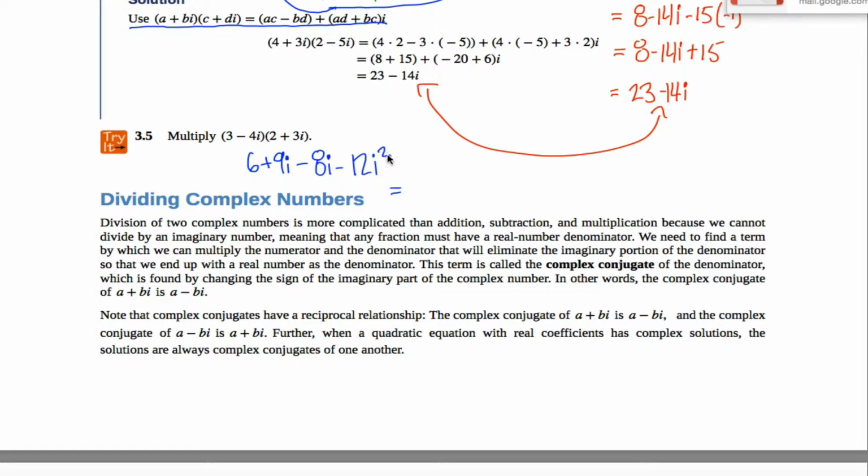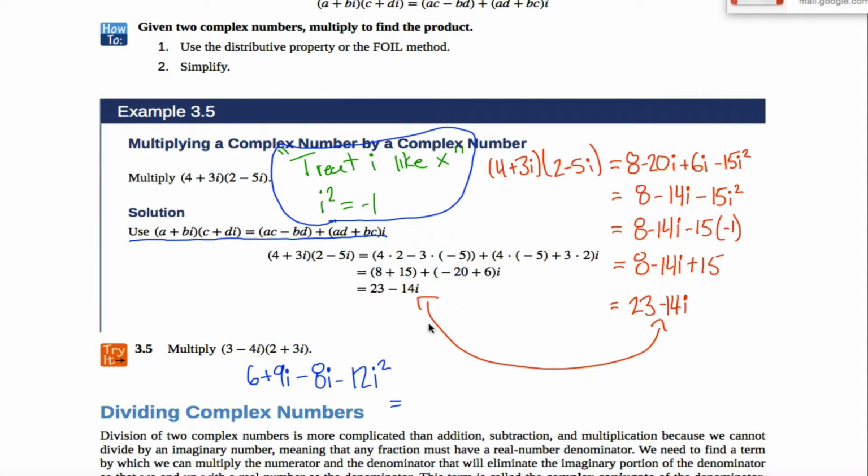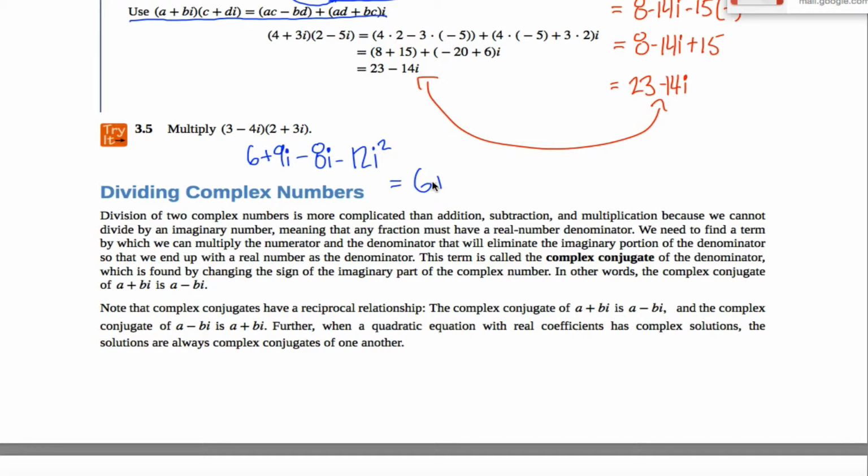But I wouldn't be done at this step because I'd see this i squared and I'd be like, i squared is -1. So I can really call this 6 plus 9i minus 8i plus 12. And maybe you would have first combined like terms here. But I'm going to save a step, I guess, and combine like terms at the very end once I get rid of all my i squareds. Once I change this i squared into -1, instead of making this -12i squared, it makes it plus 12.